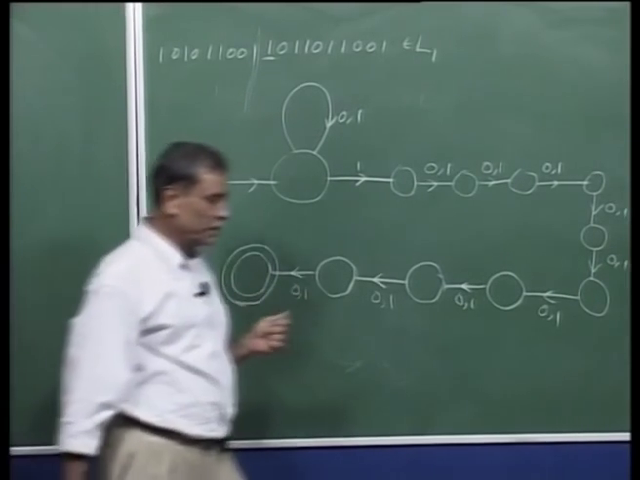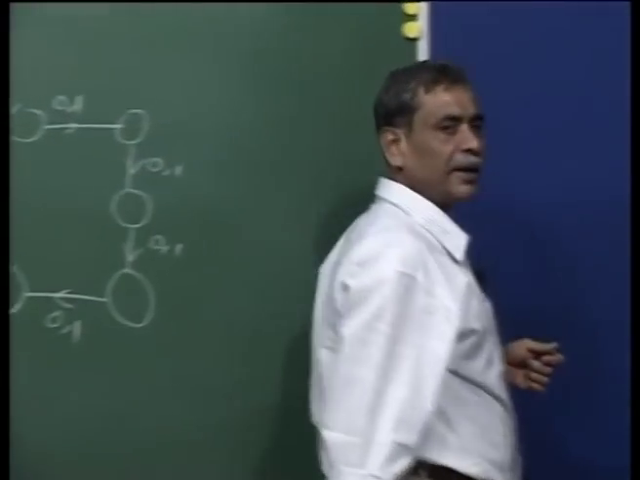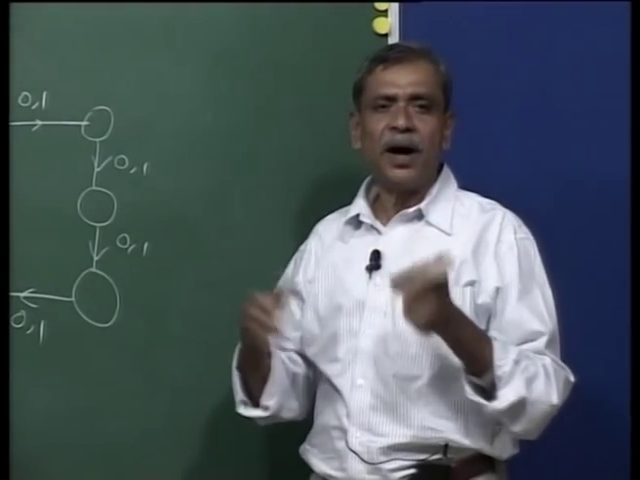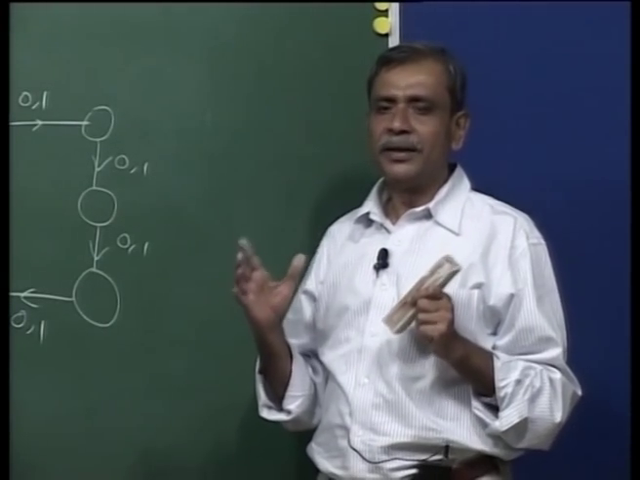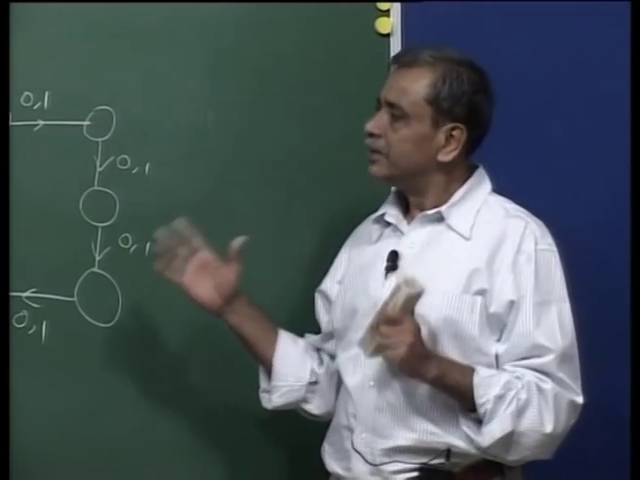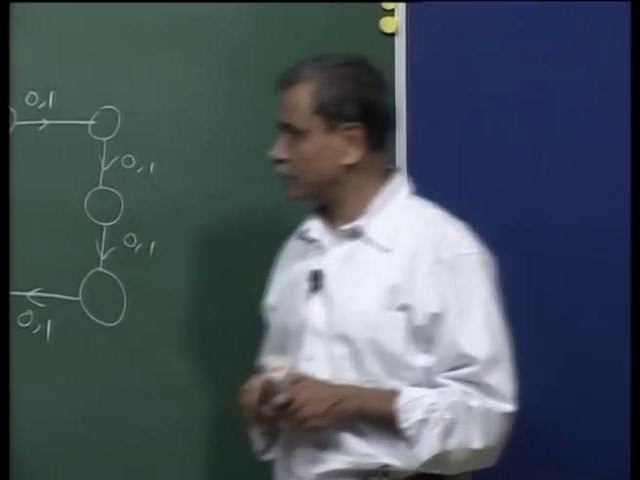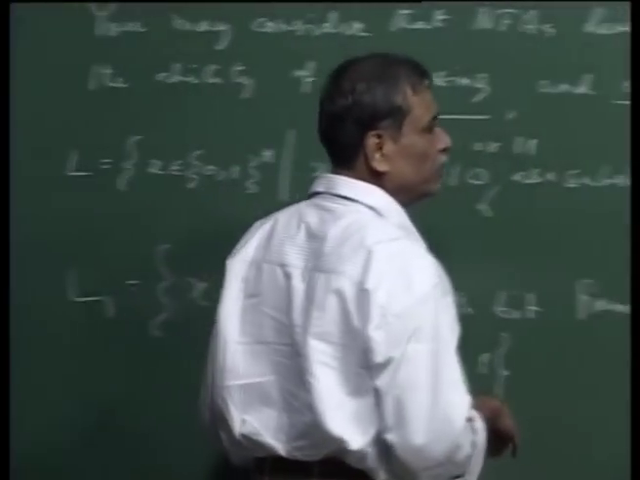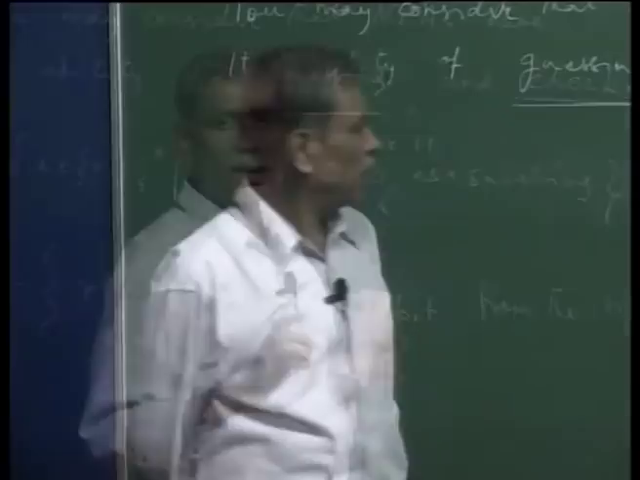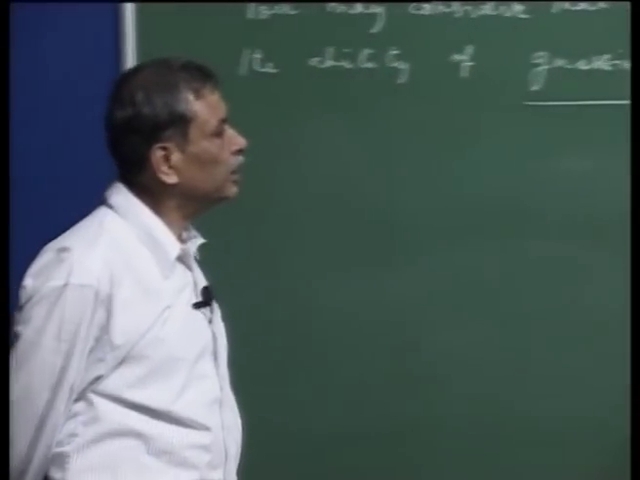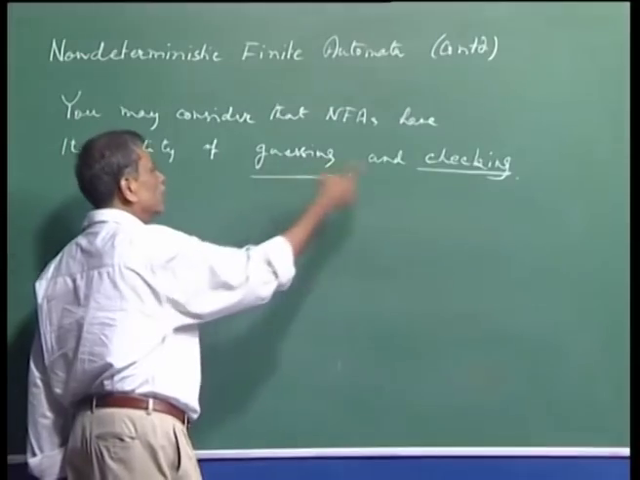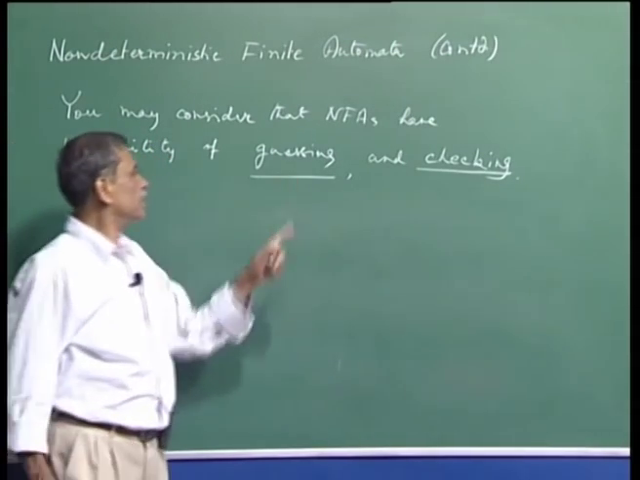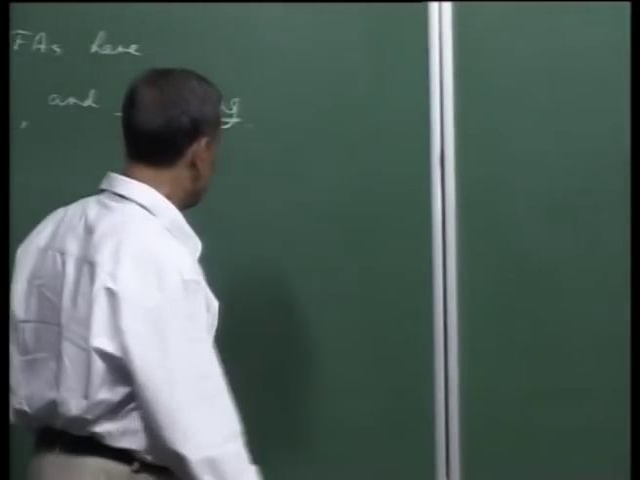So, these are two examples that we had seen, and I have tried to explain by means of this guess and check methodology. If you think that way, the design of an NFA becomes quite simple in many cases. Let us take a new example, and that example will be as follows. Our next example for NFA, where I would like to again exemplify this guess and check methodology, is this.